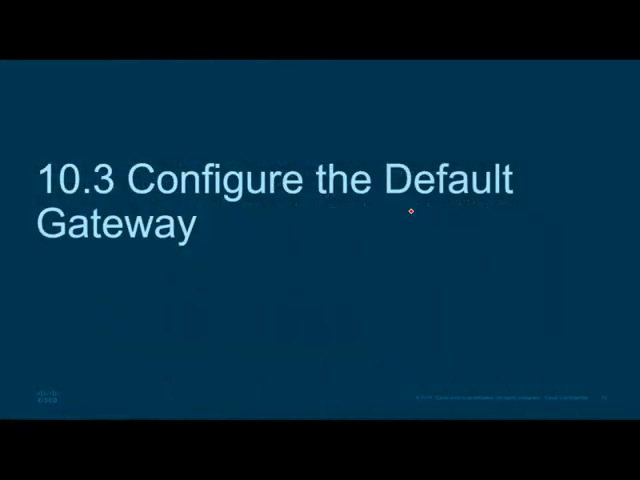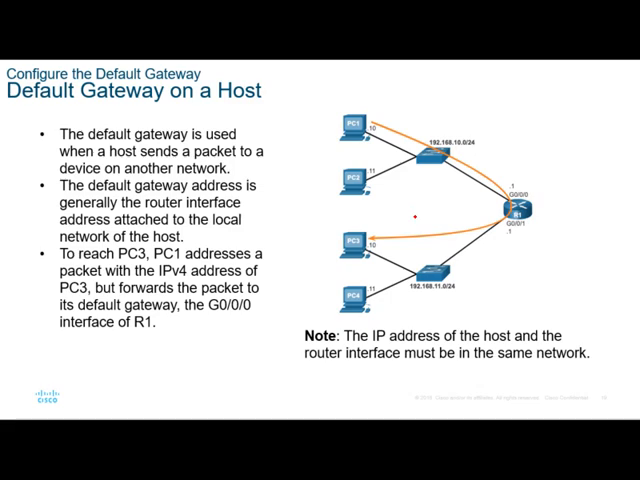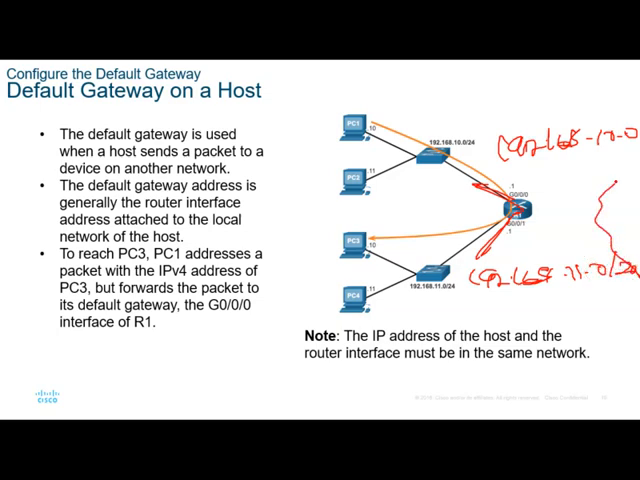Then configure the default gateway. So when you look at this, this router has two networks. We have this and then the other one. On this side, we have 192.168.10.0. Then this side it is 192.168.11.0, of course slash 24. Then even this side, slash 24.